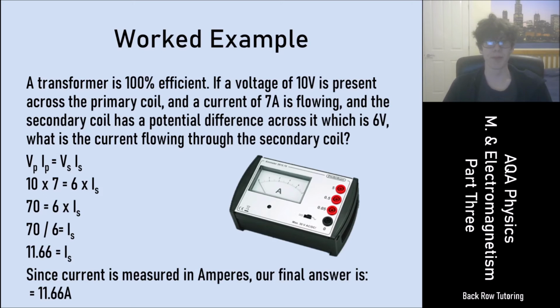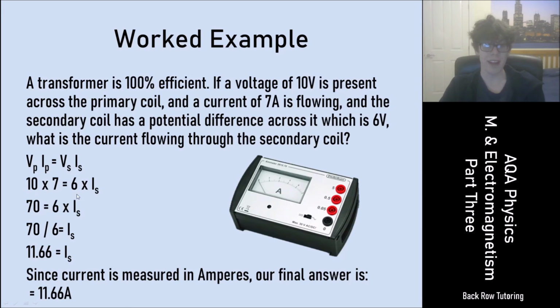Alright, so again we're going to write out our equation. Voltage in the primary times current in the primary is equal to voltage in the secondary times the current in the secondary. Well, subbing my numbers, we'll have 10 times 7 is equal to 6 times I_S. Well, 10 times 7 is 70.